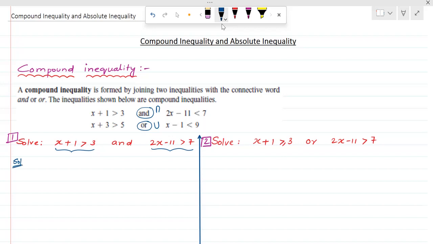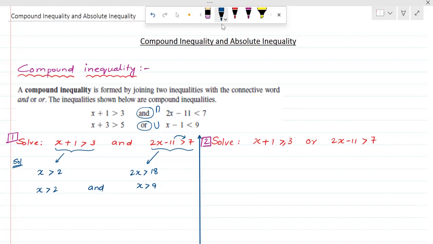Since the two inequalities are joined together by "and", it is a compound inequality. So let us solve this one. X is more than, if you move 1 here, it becomes 2. So this is a solution. Now if you solve this one, 2x is more than, if you move the 11 to that side, it is plus 11, so it is 18. So x is more than 9. So the solution is x is more than 2 and x is more than 9.